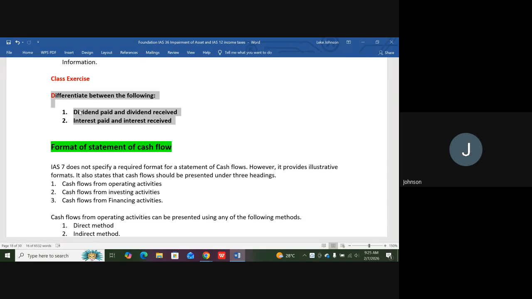I don't want it to look so voluminous, what we have learned and all that. So let's just use, our class is almost over. We have like 5 minutes to the end of the class. So let's just use that time to quickly brainstorm and put down something. You can put it down in the group chat where we are, the differences between dividend paid and dividend received, interest paid and interest received.